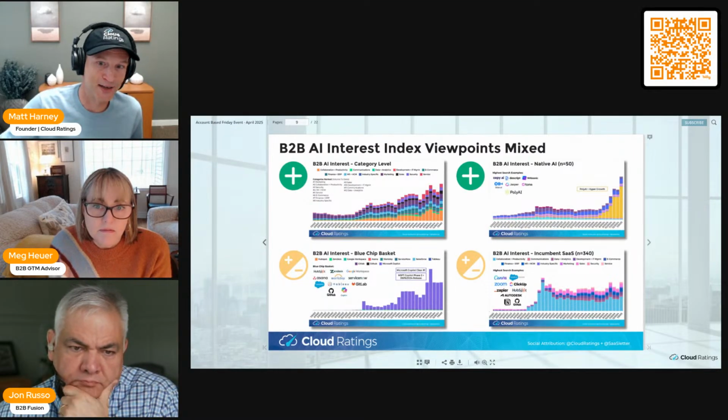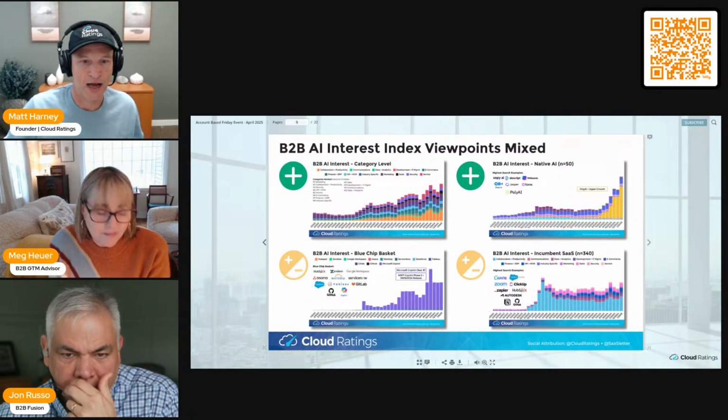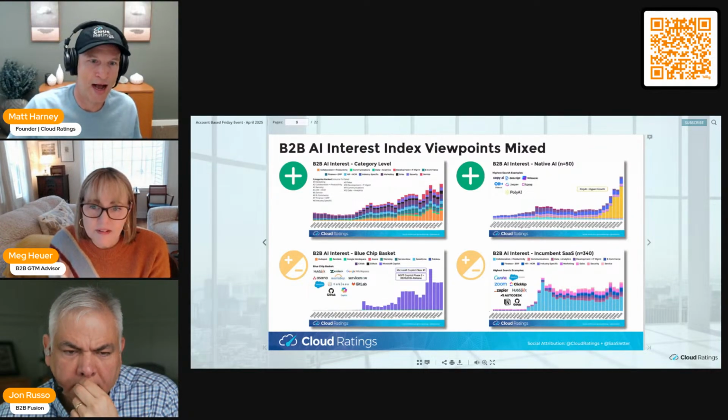Now, and I know John is a loyal reader of this one. Our viewpoint on broad-based trends on the buy side, top of the funnel, interest in AI, category level, people looking for supply chain AI, manufacturing AI has been quite strong. That's in the top left box.